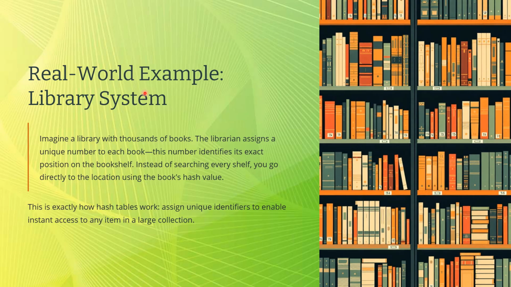Real world example of hashing is library system. So imagine a library with thousands of books. The librarian already assigns a unique number to each book. That unique number is used to identify exact position on the book shelf. Instead of searching every shelf, we directly go to the location using the book's hash value, that is unique number.